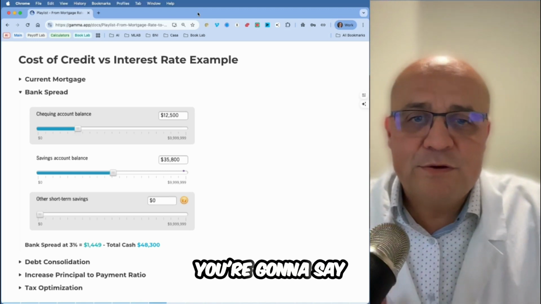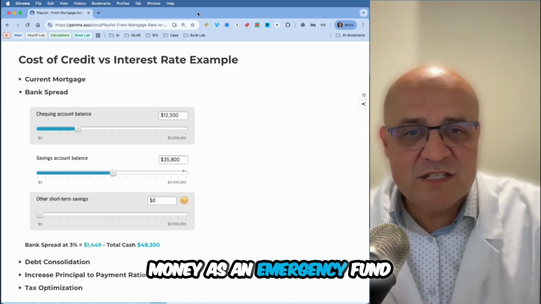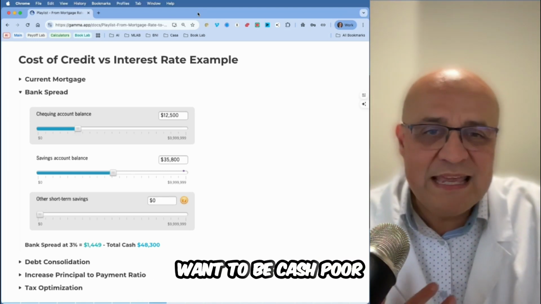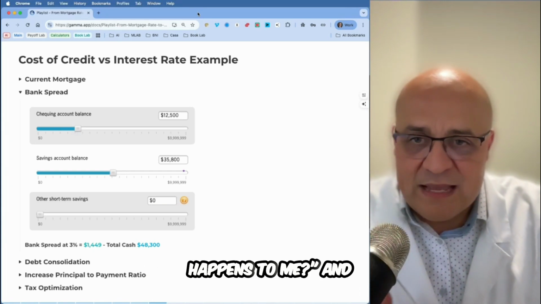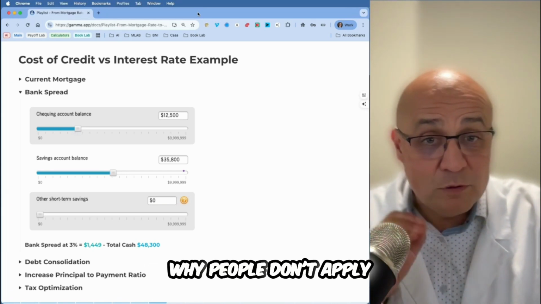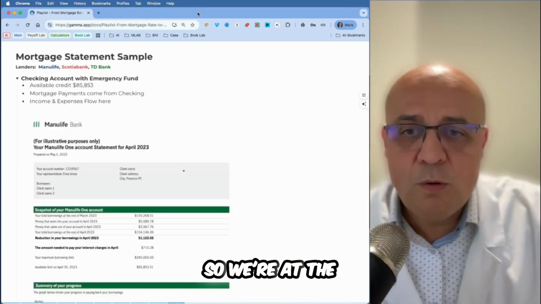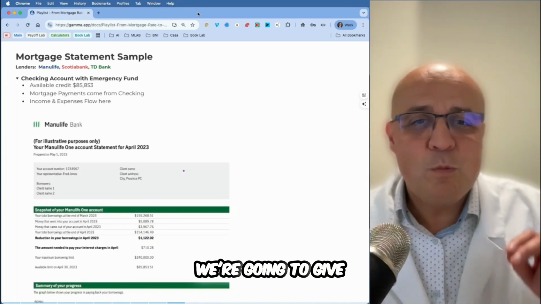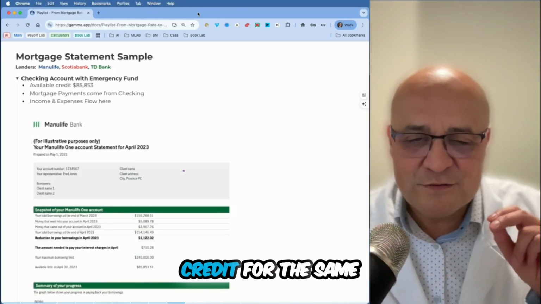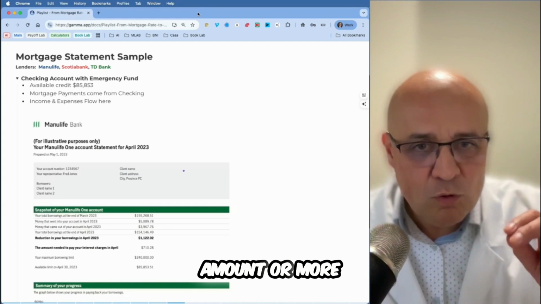Now you're going to say, Camilo, but I need that money as an emergency fund. I don't want to be cash poor. What happens if something happens to me? And that's the main reason why people don't apply this to the principal. So, at the same time that we're going to do this, we're going to give you a line of credit for the same amount or more.